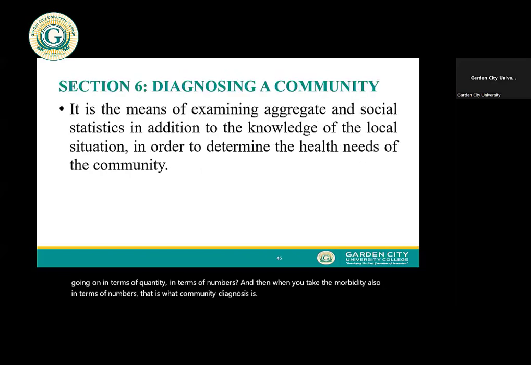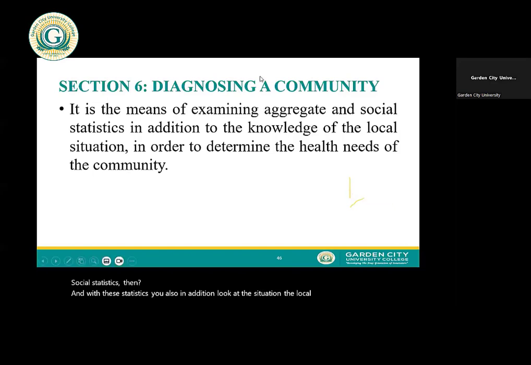And so when you want to diagnose the community, it means that this identification and quantification that you are doing in the community, you are examining the aggregate of it in terms of social statistics. Then in addition, you also look at the local situation.